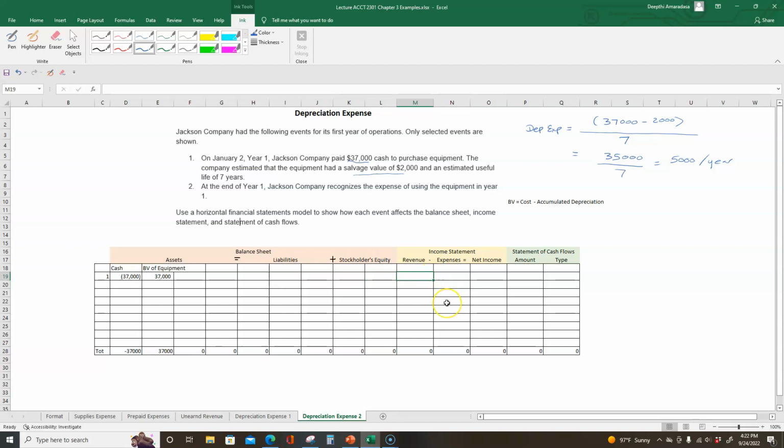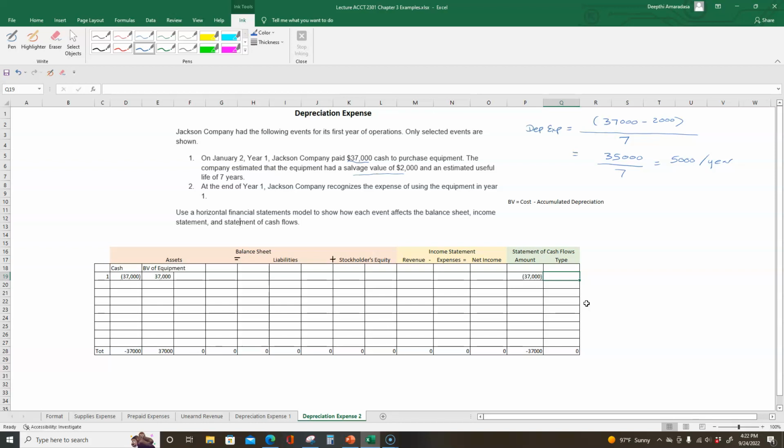Does this affect the income statement? No, there's no revenue or expenses related to this transaction, so it does not affect the income statement. Does this affect the statement of cash flows? Yes, it does. There was cash involved, so we had a $37,000 outflow of cash. Therefore, statement of cash flows decreases by $37,000.